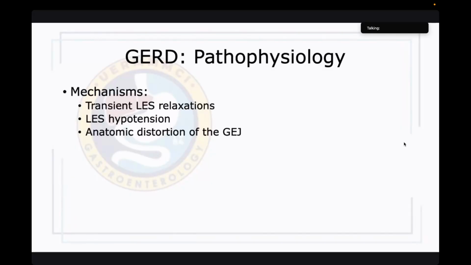Three dominant mechanisms of gastroesophageal junction incompetence are recognized. First is the transient LES relaxation. This is a vasovagal reflex that's usually triggered by gastric distension. This is the most common mechanism. It accounts for 90% of reflux in normal subjects. The next is LES hypotension. This is where the resting pressure is too low to keep gastric contents from entering the esophagus. And the third would be anatomic distortion of the GEJ, such as hiatal hernia.